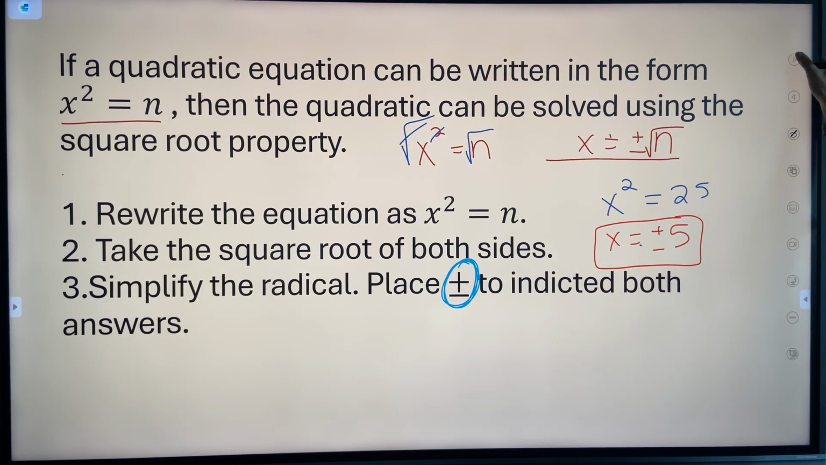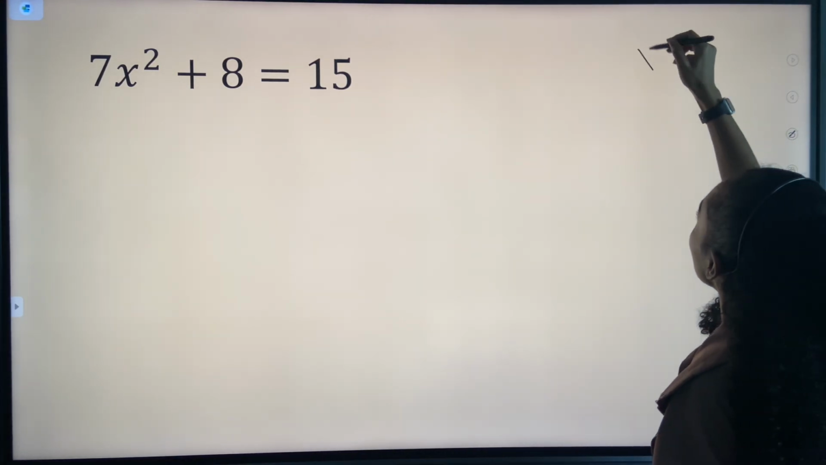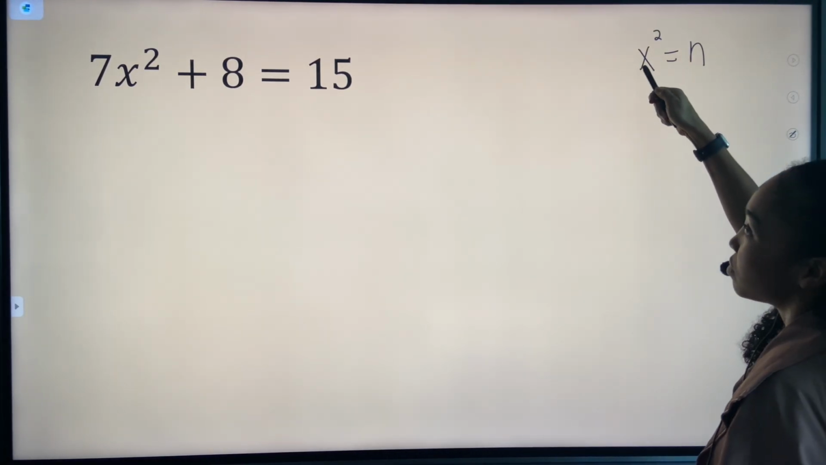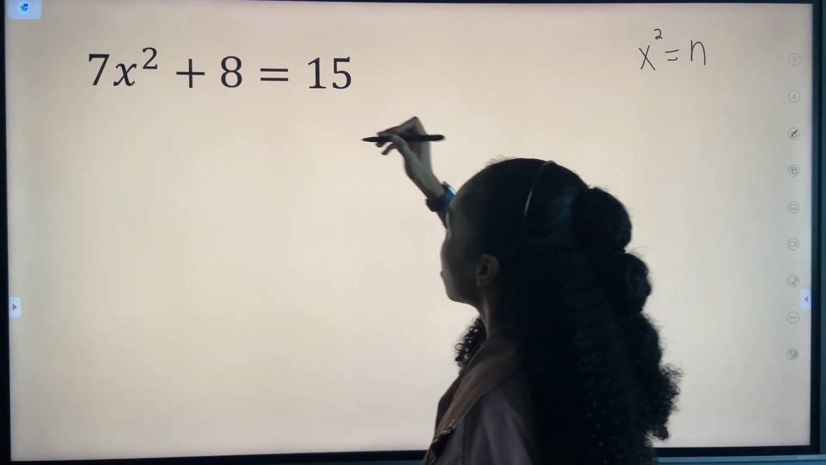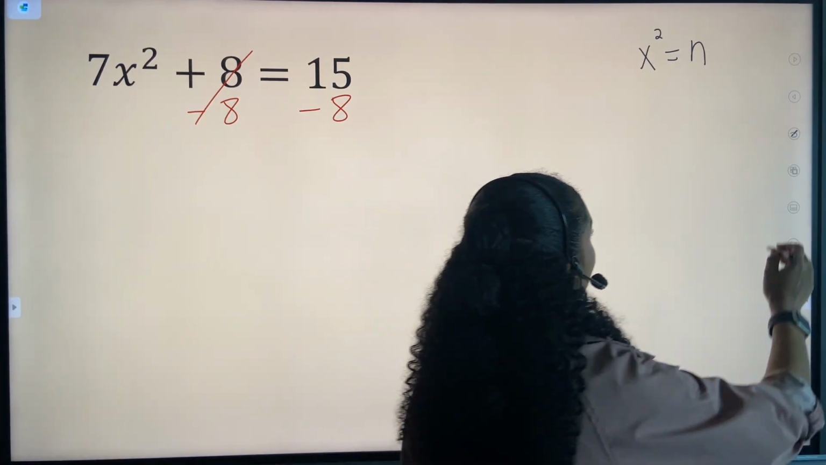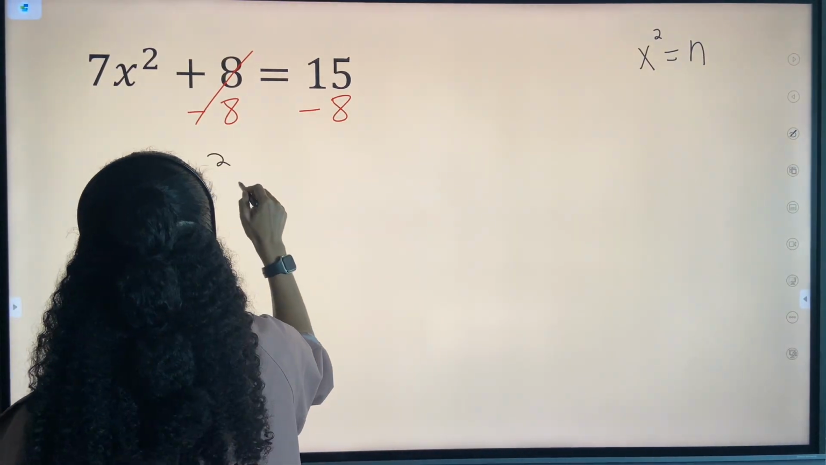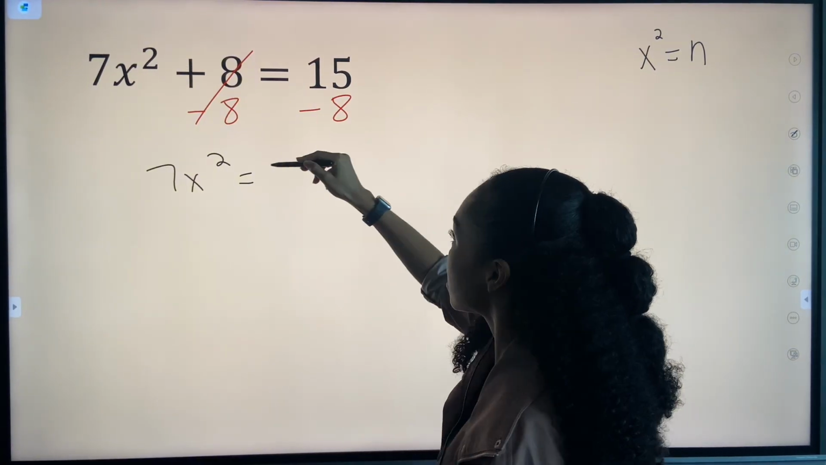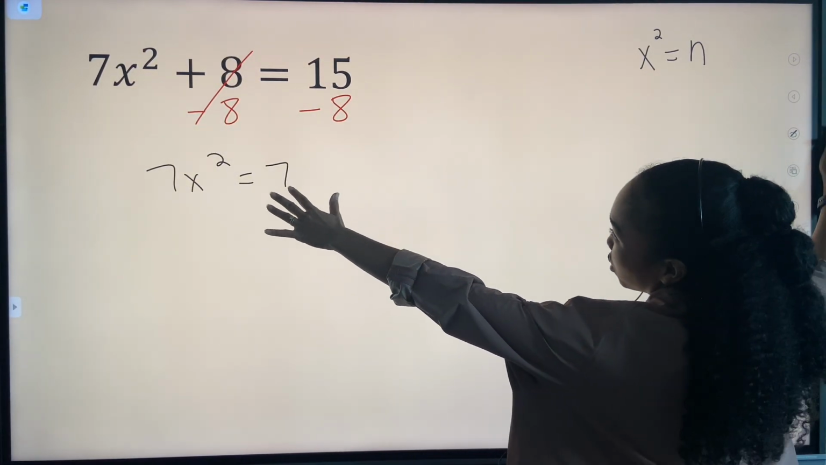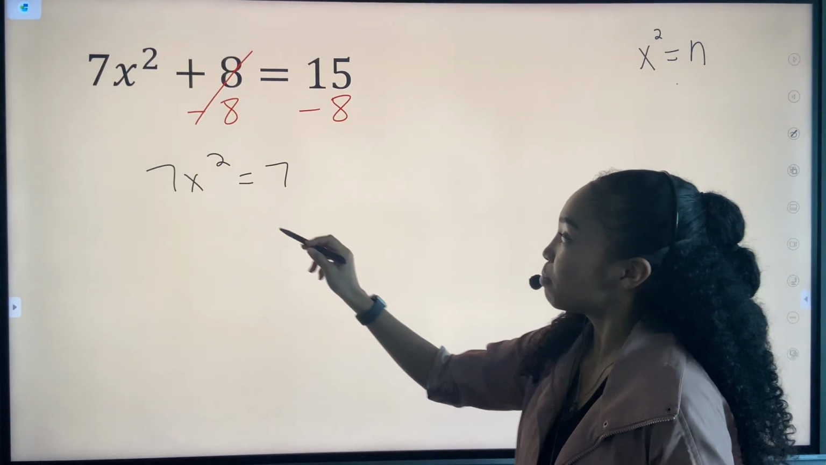with an actual problem. So the very first step is to rewrite it so that you get it like this. So I need to get the x squared by itself. So what I'm going to do first is subtract 8 from both sides. So I'm left with 7x squared equals 15 minus 8 is 7. We're almost done. We're getting closer and closer to looking like this. The next thing I need to do is divide by 7.